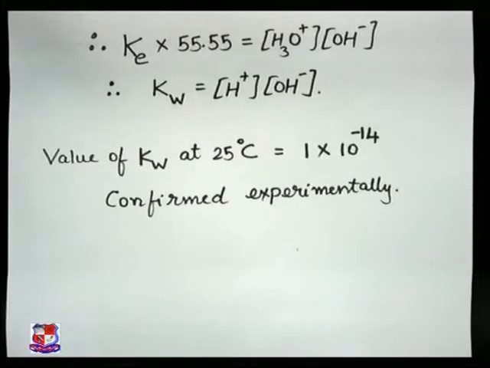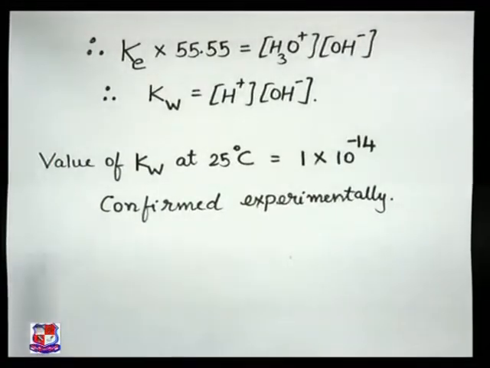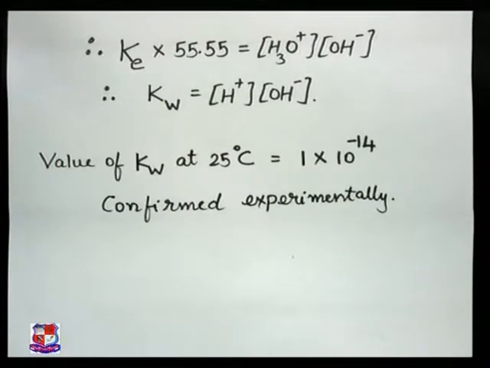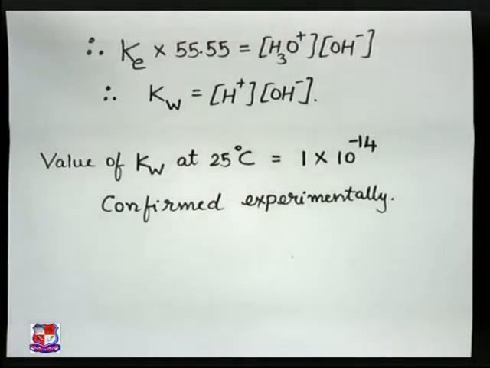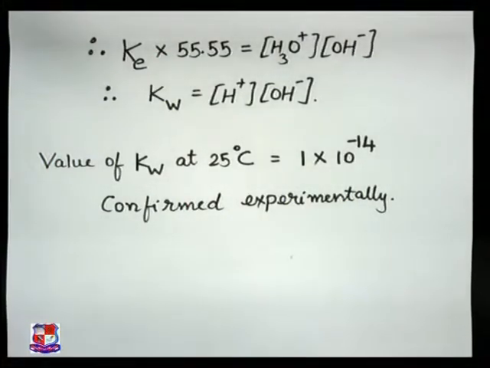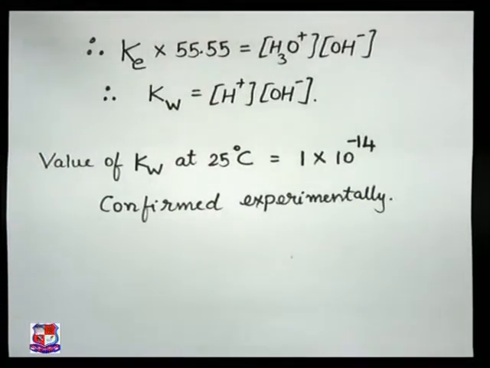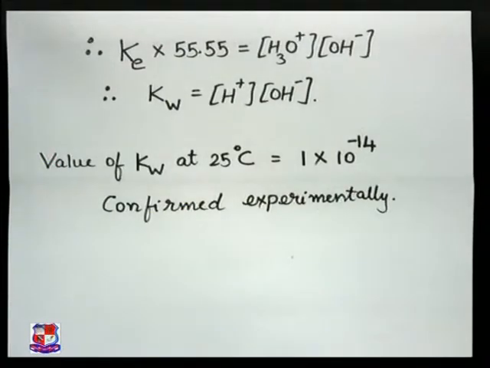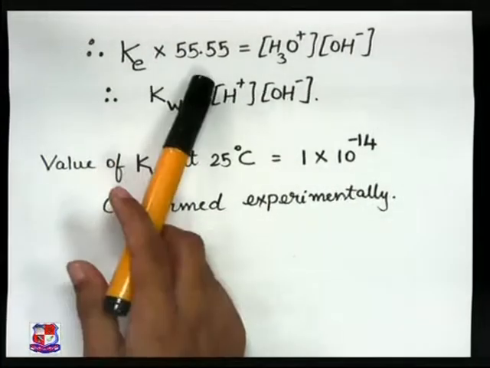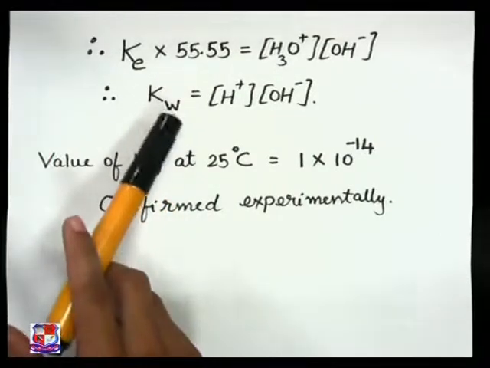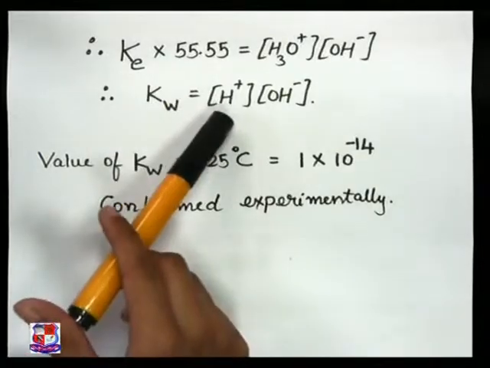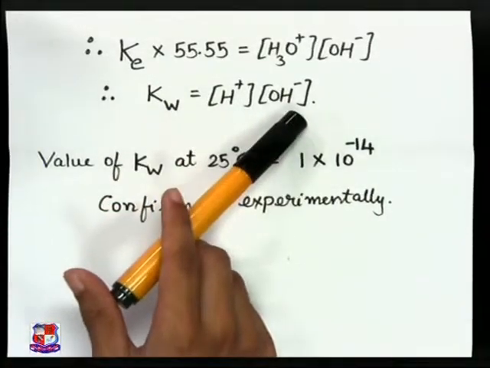Just look here what we are doing. Ke is again multiplied in, as you are having the cross multiplication. Simply you have calculated moles of the water, that turned out to be 55.5. So you can see here cross multiplication Ke into 55.5, which is equal to H3O+ into OH- concentration. Now you can write here Ke into 55.5 as your ionic equilibrium constant for the water, that is Kw, which is equal to H+ and OH- concentration.